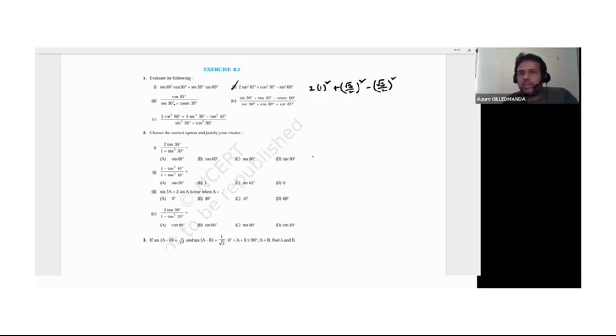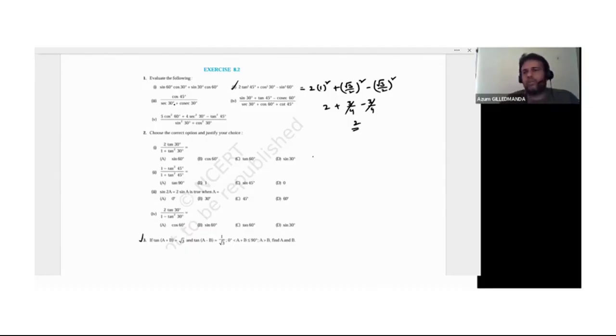So if I simplify, this becomes 2 into 1 is 2 plus 3 by 4 minus 3 by 4. So plus 3 by 4 minus 3 by 4, it gets cut. So the answer is 2. So you just substitute the value and find the answers, right? So for this, you need to have a fair understanding of what values we get for different trigonometric angles. So these all you can just substitute the values.